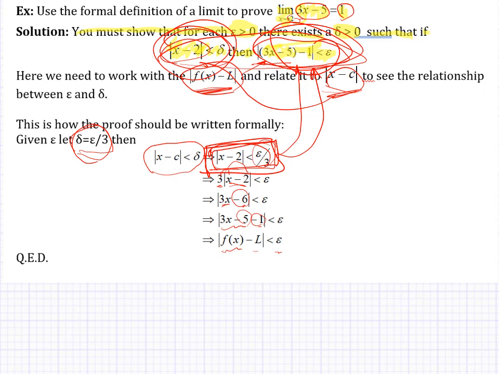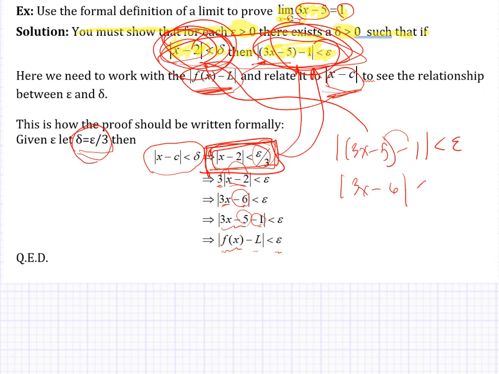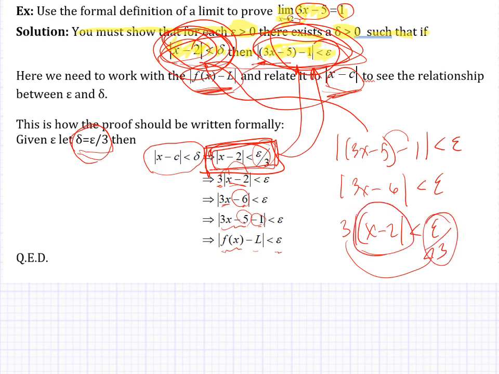Now, how did I choose that epsilon over 3? Really what I did is I started with this statement here: the absolute value of 3x minus 5 minus 1 is less than epsilon, and I worked this backwards to get myself to here. So I did the subtraction, which gave me 3x minus 6 is less than epsilon. Then I factored out the 3, and I had 3 times x minus 2 is less than epsilon, then moved the 3 over, and I see that I got this statement, the absolute value of x minus 2 is less than something with an epsilon in it. So if I let delta equal this, then I know if I work it backwards, I can get to here.